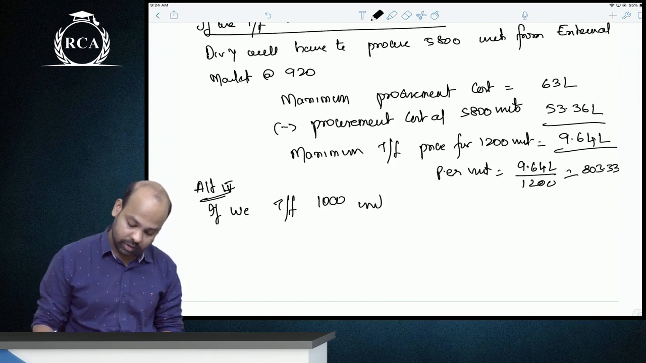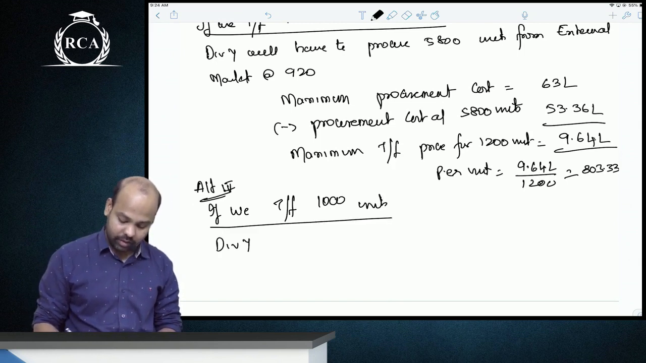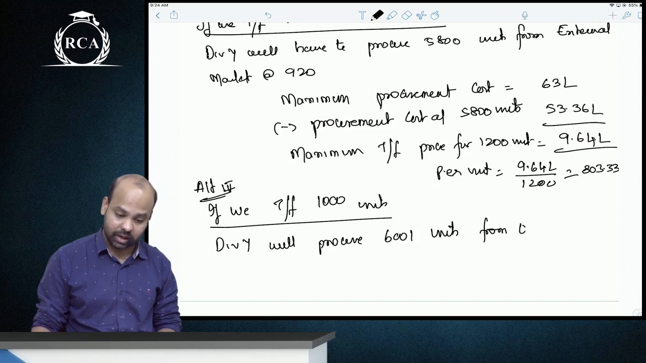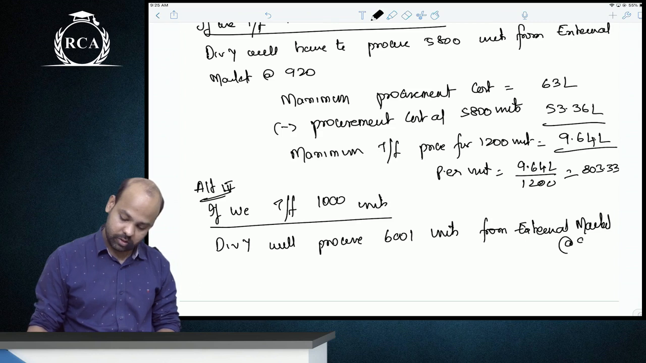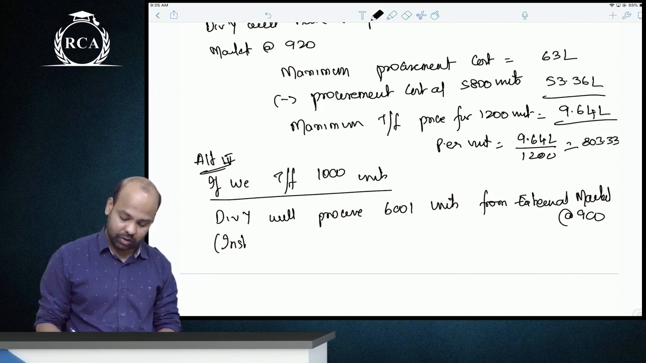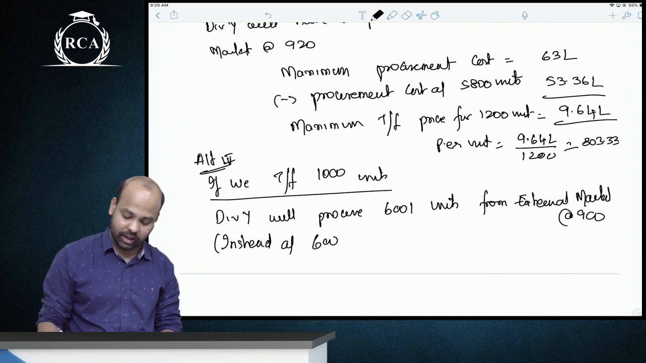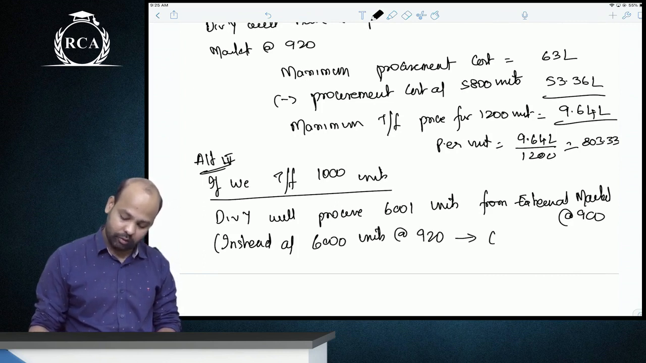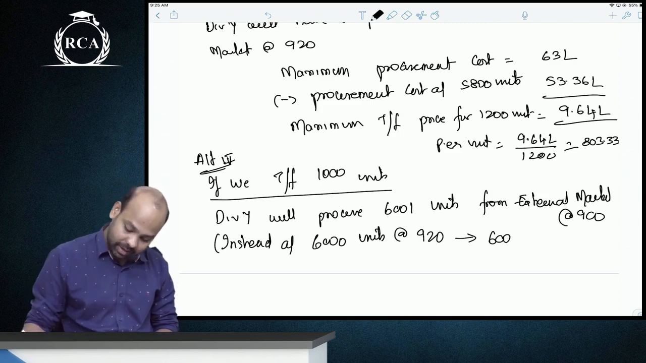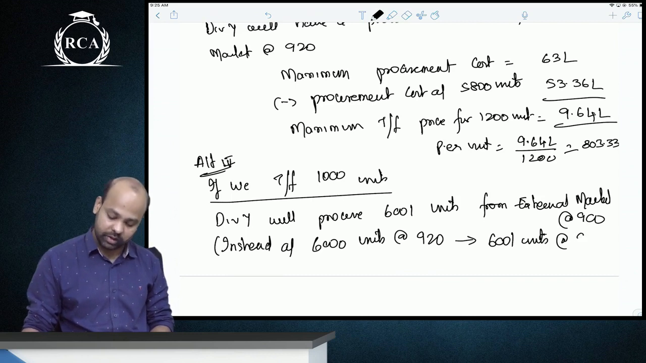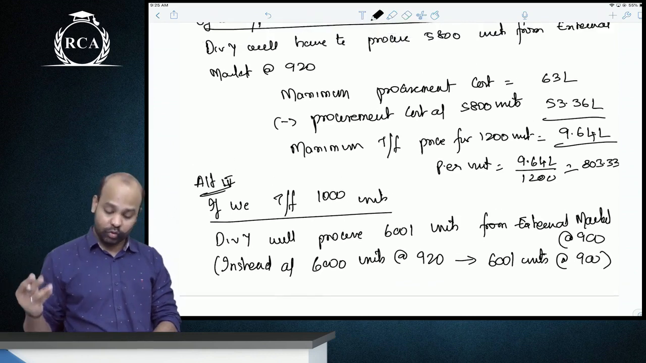So if you transfer 1000 units, guys, I can say, beta, the division Y will procure 6001 units from the external market at 900 rupees, instead of 6000 units at 920, guys. Throw away one unit, beta. You will ask them to reduce it from our payment. 6001 units at 900, beta, is better. Why will you want to do this?